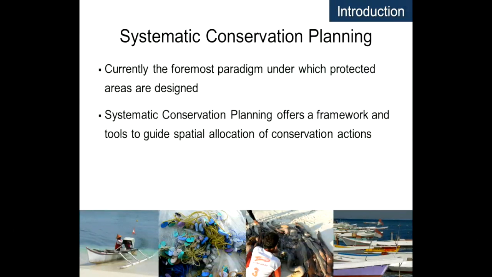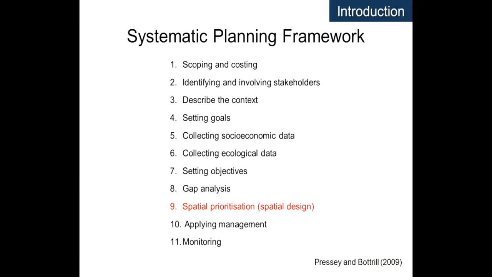So this approach essentially provides a framework and tools to guide the spatial allocation of conservation actions, and is most commonly used in relation to protected areas. The framework outlines the main stages of planning in 11 steps and goes from scoping and costing the process to setting objectives and collecting data and protected area design and management.